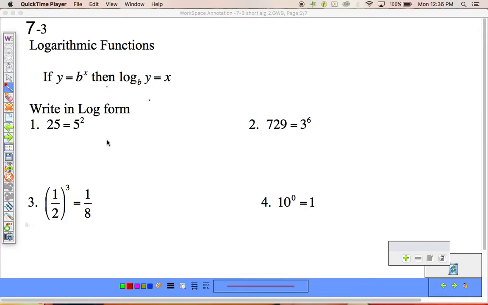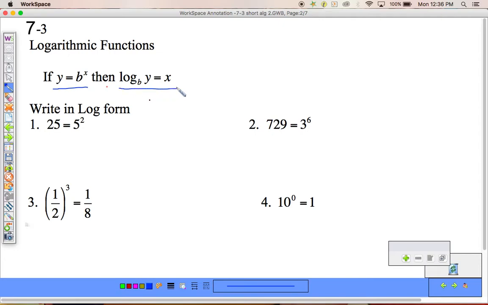All right, guys, so last section is going to be on section 7.3, logarithmic functions. What you need to know, the most important part of this whole lesson, is these two formulas. A log, or what we've talked about before, was an exponential: y equals b raised to the x power. All right, what we're going to have now is a log.